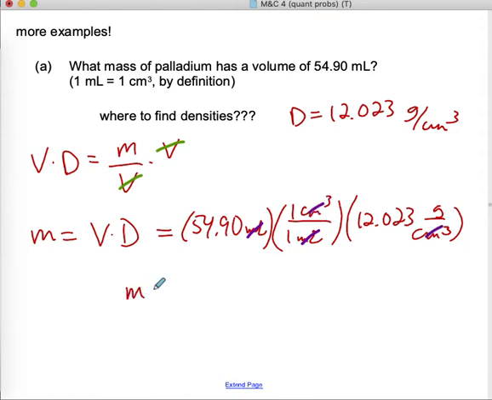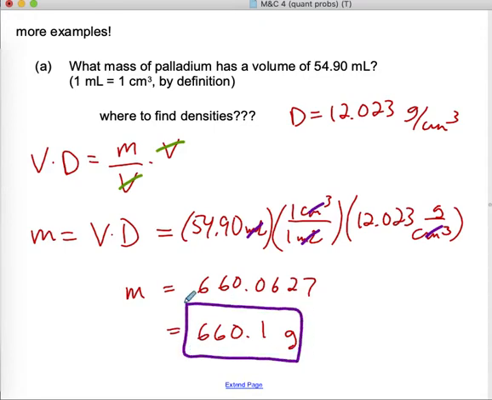And I perform the calculation, and I get a value of 660.0627, which I will round to the correct number of significant figures, which appears to be 4. The volume had 4 significant figures. The conversion factor had unlimited significant figures because of the definition. The density had 5 sig figs, so rounding this to 4 significant figures, I get 660.1 grams as my final result. Okay?